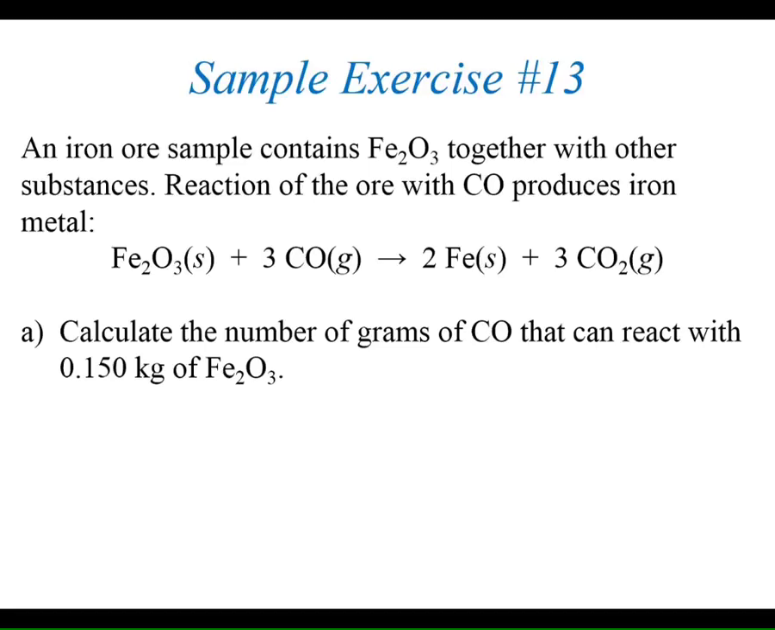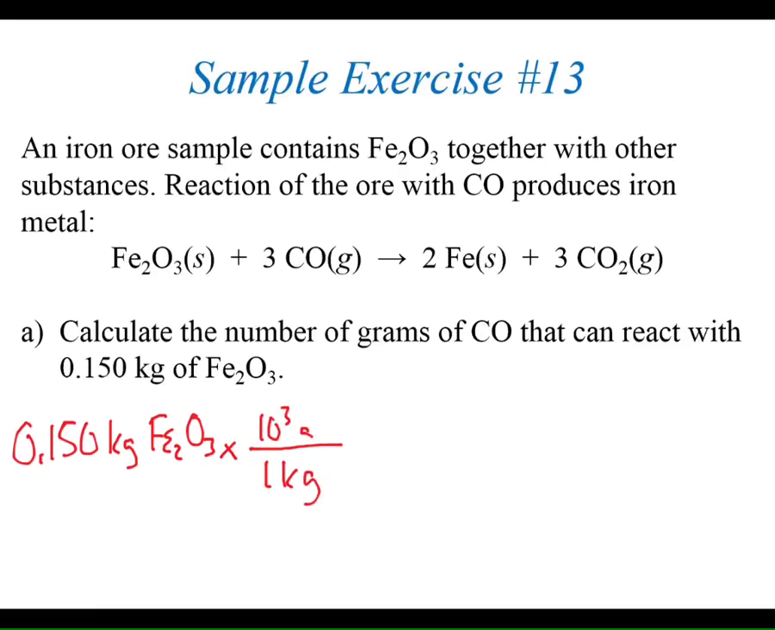0.150 kilograms of iron(III) oxide. Okay, what do I have to do first? Convert kilograms to grams. 1 kilogram is 10 to the third grams.